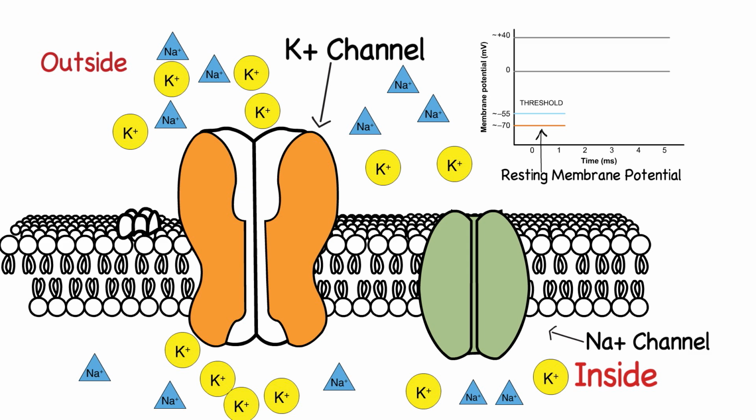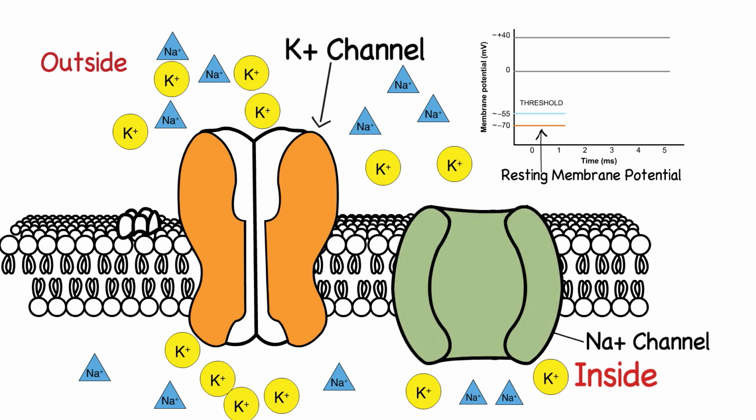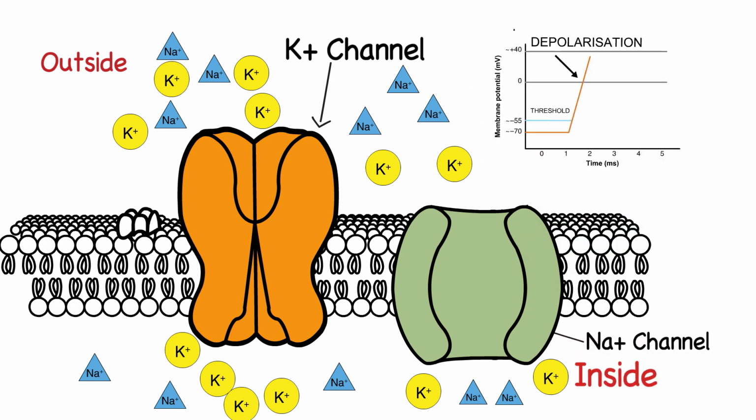To form an action potential, the membrane potential must change. For this to happen, ions must move. Firstly, the sodium channel opens. This allows positive sodium ions to enter the cell because of the concentration gradient and electrical force.